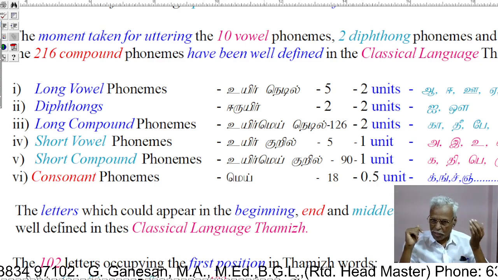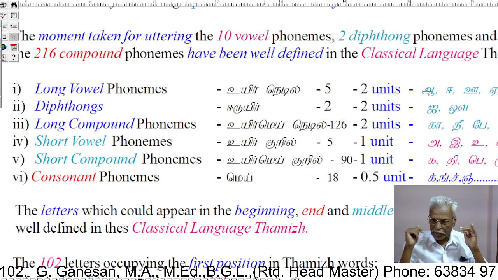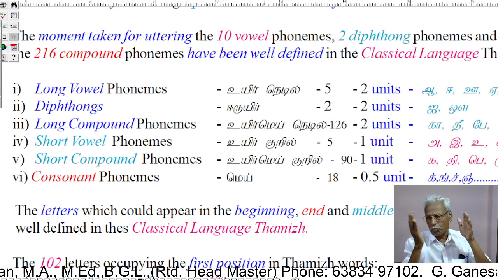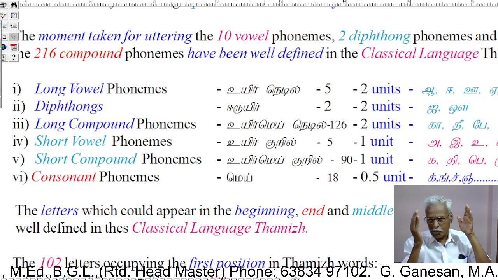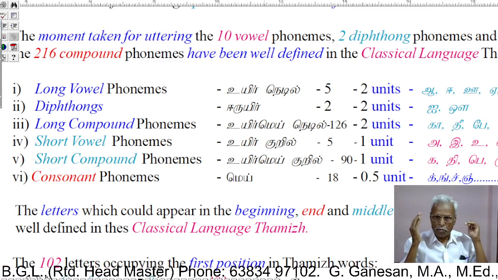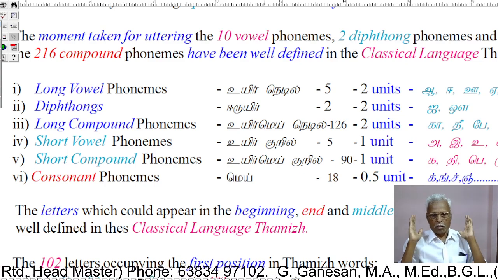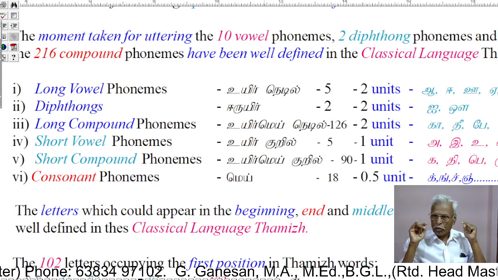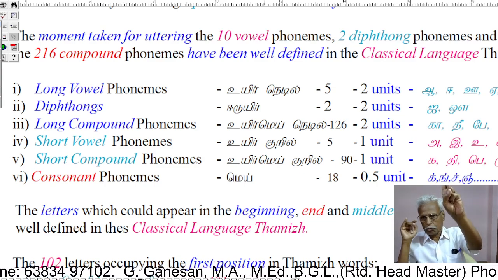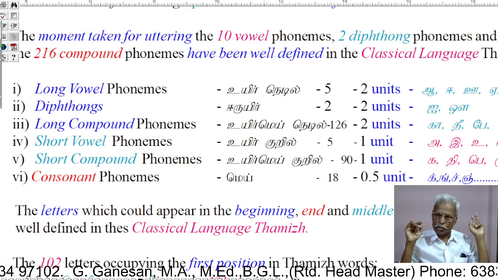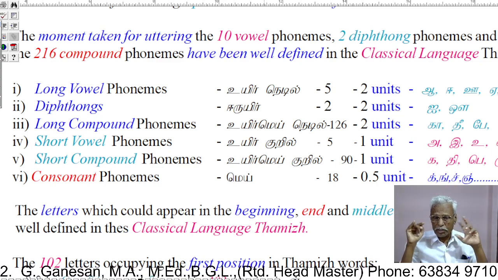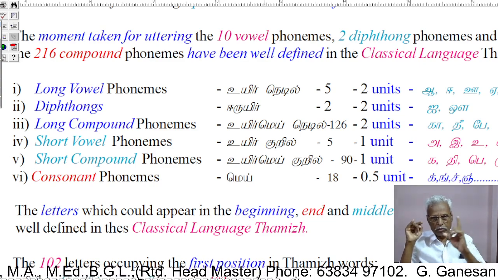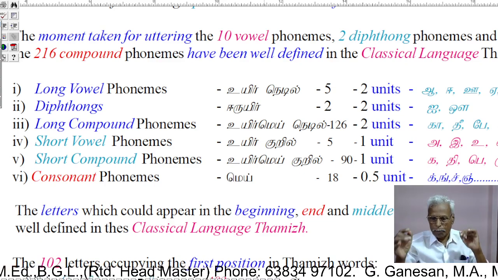And diphthongs, the time taken for uttering the two diphthongs is 2 units. And the long compound phonemes, there are 216 compound phonemes. Out of these 216 compound phonemes, 126 are long compound phonemes. The time taken for uttering these 126 phonemes is 2 units. Then short vowels, the time taken for uttering the short phonemes, that is 5, is 1 unit.